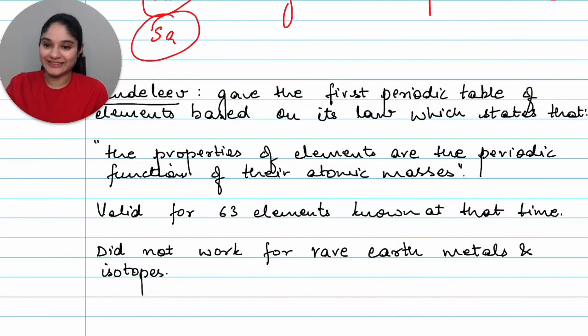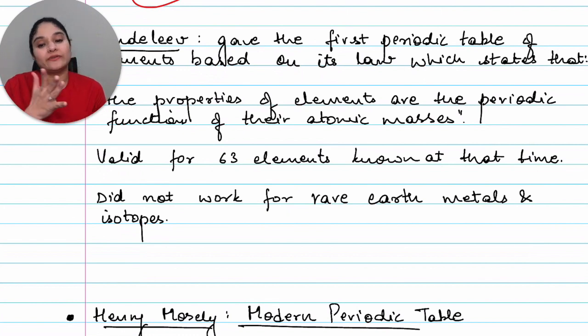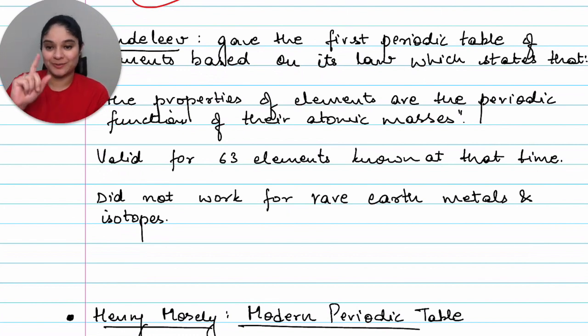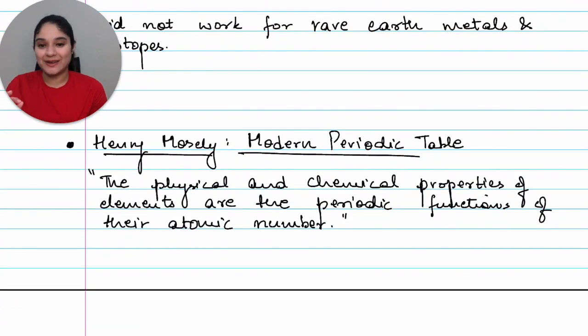This was valid only for the 63 elements known at that time. We did not know more elements than that. Then it did not work for rare earth metals and isotopes. Isotopes, I told you what they are. Rare earth metals, I'll tell you when we start working on the modern periodic table. Now next came Henry Moseley. This guy was like, okay, till now atomic mass is not working for us, so we are going to give up on it. So he gave up on that and started working with atomic number.